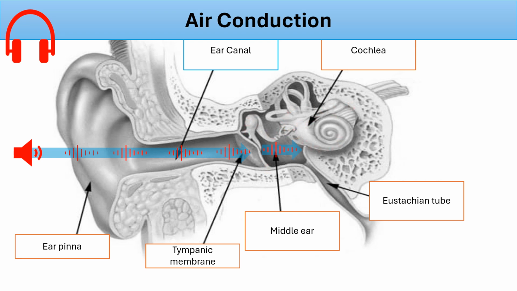Any problem that prevents the sound from being conducted from the external ear canal or from the middle ear to the cochlea and nerve will be called conductive hearing loss. For example, a child with excessive wax, impacted wax in the external ear canal. This can cause conductive hearing loss.